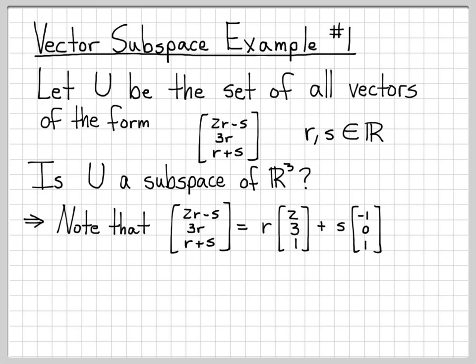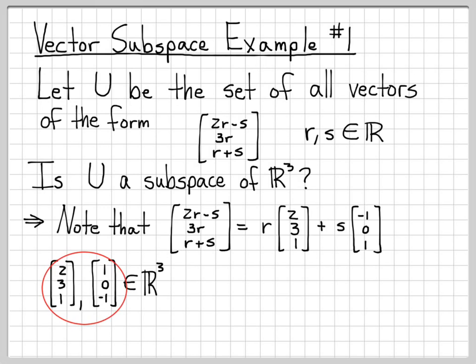So one thing to note is that this vector that we're working with, this general form, can be factored as this linear combination: r times the vector plus s times the vector. And one thing that's interesting to note is that both of these vectors, 2, 3, 1 and -1, 0, 1, are actually elements of R3. And that fact alone helps us solve this problem in terms of determining, is U a subspace of R3?